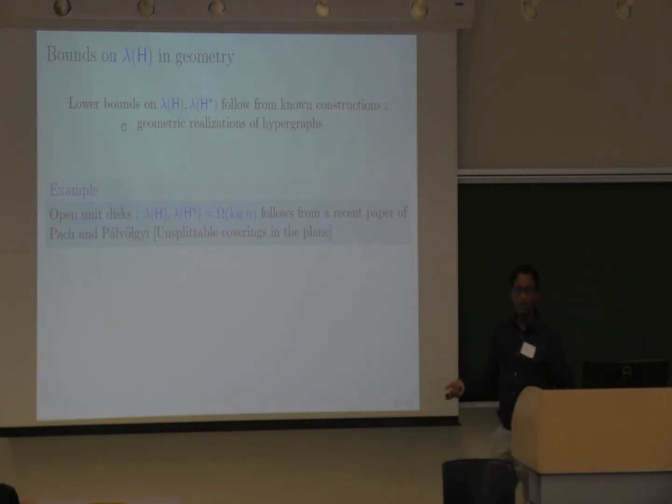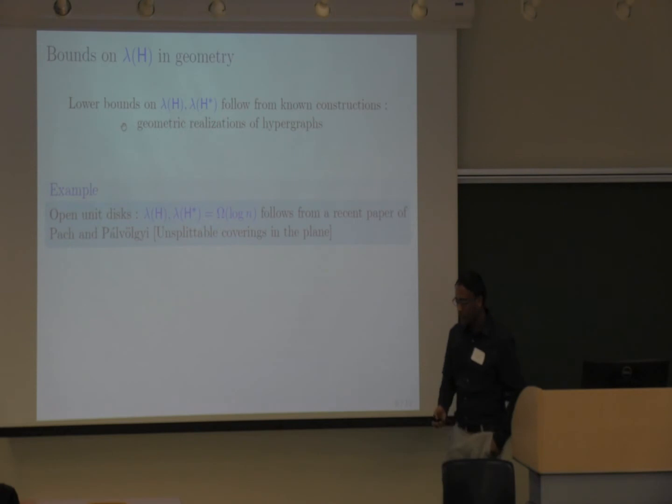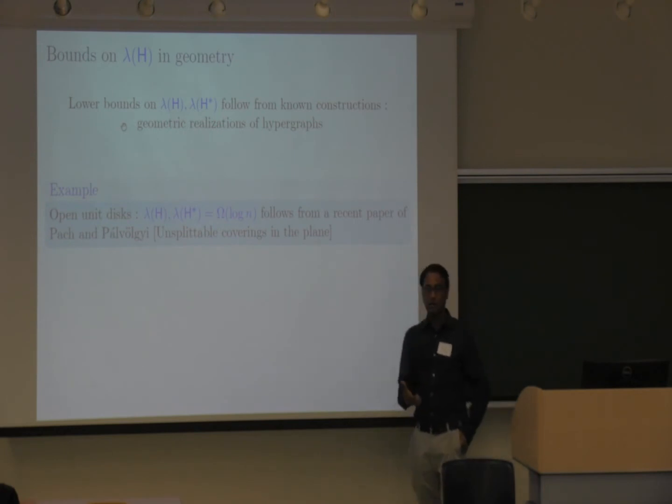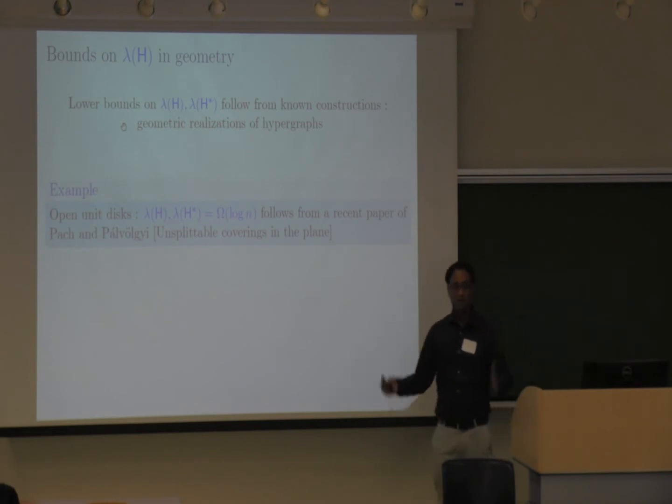But here is an example of one lower bound that follows from their constructions. So for open unit disks, for example, we can prove that both for primal and dual hypergraphs, lambda H and lambda H star are Omega(log n). So what that translates to is the following. If you're given a set of points in the plane, then no matter how you color it, there exists some set of points in the plane such that no matter how you color it, there will always be a disk that contains at least, say, log n by 1000 points that is monochromatic. So that's what this lower bound means.